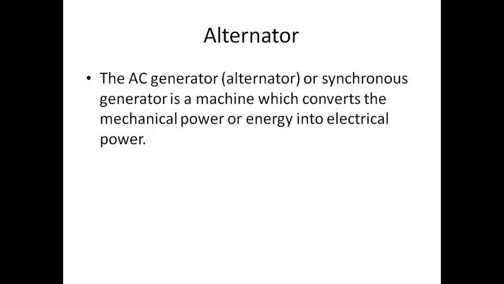Right? So a DC generator is very simple. You give a mechanical input and take an electrical output as DC. But in an alternator, the input is mechanical and the output is three-phase AC. That is very important. I repeat, an alternator is a generator, a synchronous generator or AC generator.